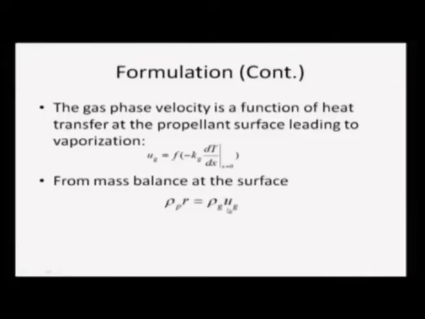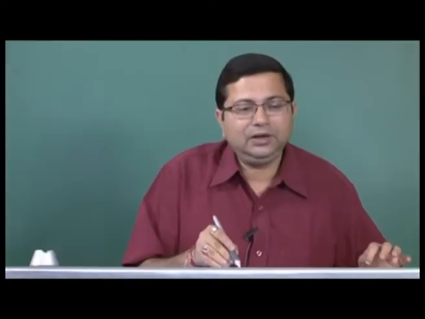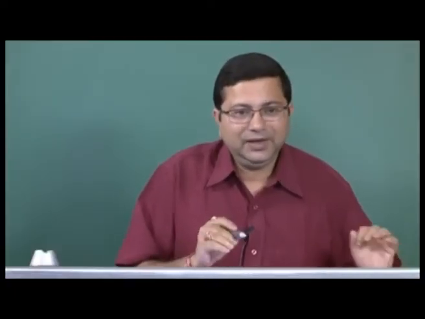Now, this mass flow must be conserved, therefore, the mass flow rate of the gases moving out should have the same value. And what is the value for the gases moving out? It is rho g Ug, because rho g is my density of the gases, Ug is the velocity. Therefore, this equation must be satisfied at the surface, where R is my burning rate, and this is what I want to find out.